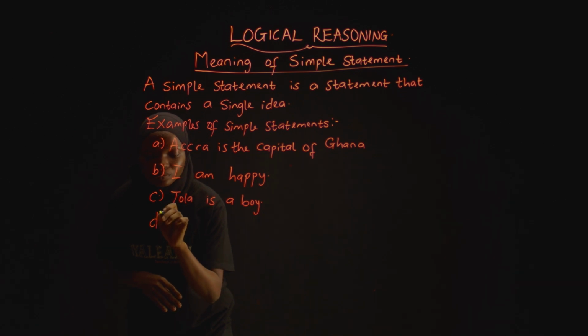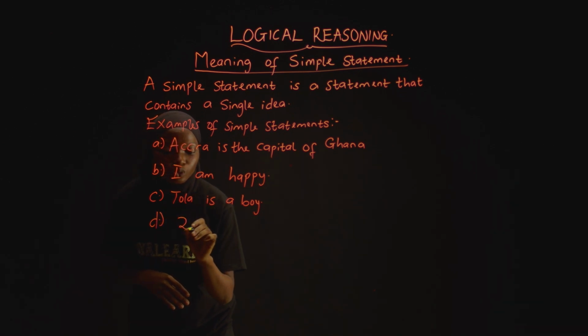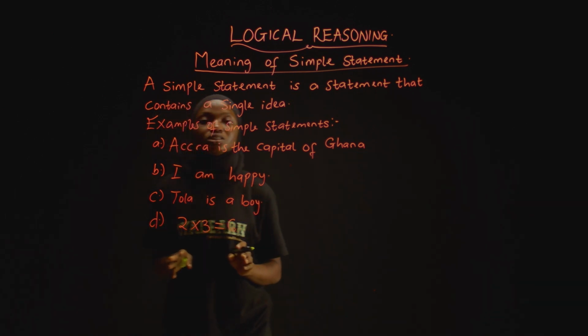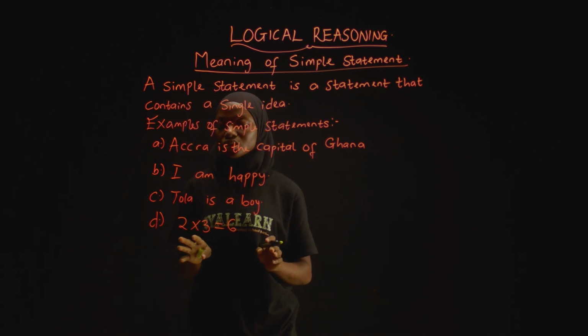Another example, 2 times 3 equals 6. This contains just one idea, since we just have 2 times 3 equals 6.